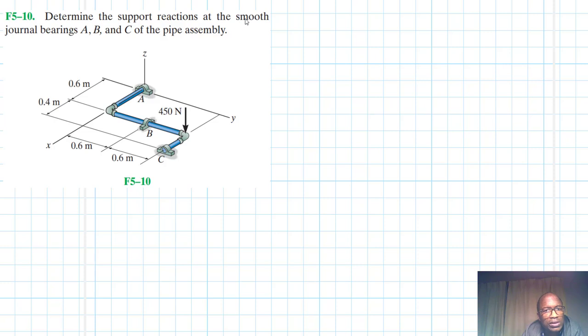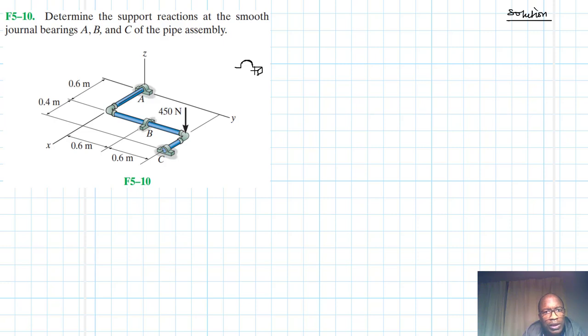Determine the support reactions at a smooth journal bearing A, B, C of the pipe assembly. This problem is coming from the Engineering Mechanics textbook, 13th edition by R.C. Hibbeler. Let me speak a little bit about the journal bearing.